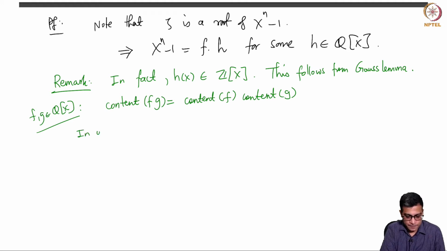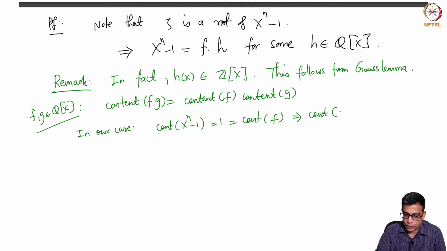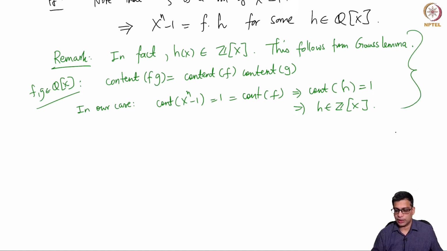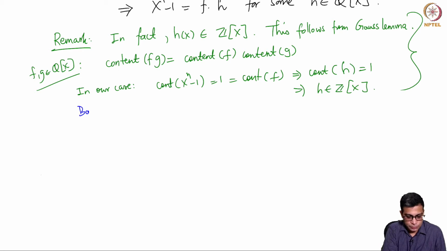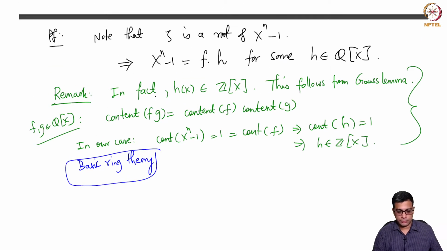In our case, the content of x power n minus 1 is 1, but that's also content of f times content of h. Because f is an irreducible polynomial, it is in fact a monic polynomial, so content of f is 1. This forces content of h to be 1, which forces in turn that h is in Z[x]. So a rational polynomial is defined over integers if and only if its content is 1. This is a subtle point, a basic fact from ring theory. When you learned about UFDs in ring theory, you learn this. So I'm going to use that fact.